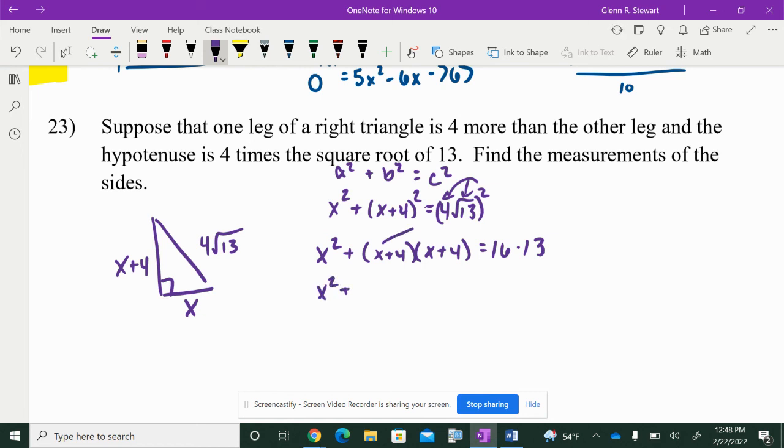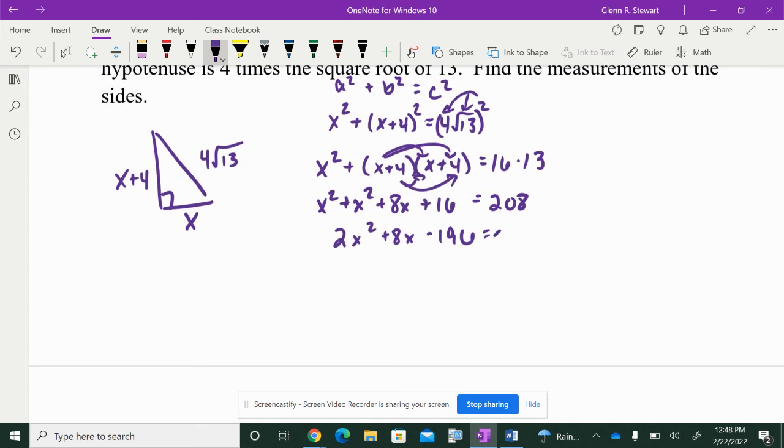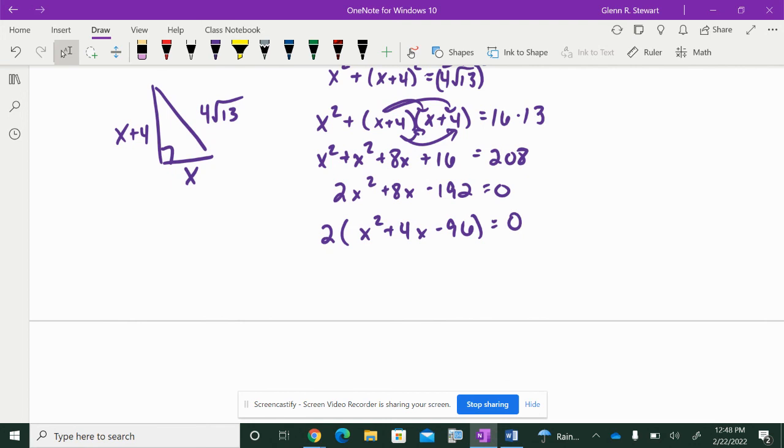So now when I FOIL this, this gives me x squared again, and then 4x and 4x, so that's 8x. 4 and 4 is 16, and then this is 208. So now 2x squared plus 8x minus 192 is equal to 0. Sorry, 192. All right, I'm going to take out a 2. x squared plus 4x minus 96, because when I take out that 2, now it's something that I can factor. I can use quadratic formula if I want to from here, but for now, I can factor this.